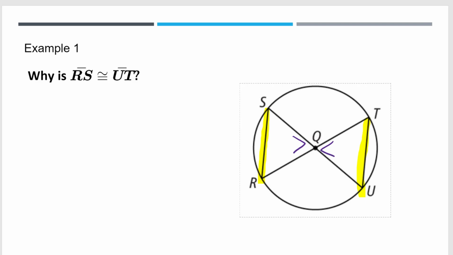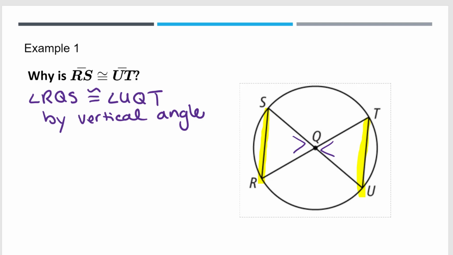these two angles are vertical angles, therefore they are congruent. Since Q is the center of the circle, the distance between Q and each point on the circle is a radius. Therefore, we have 4 congruent radii. I'll identify those with a green hash mark.